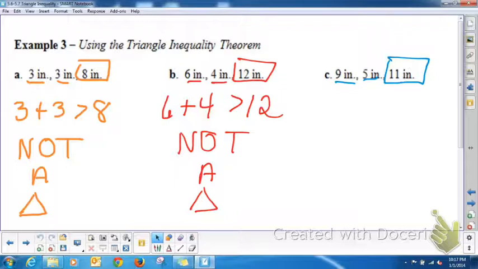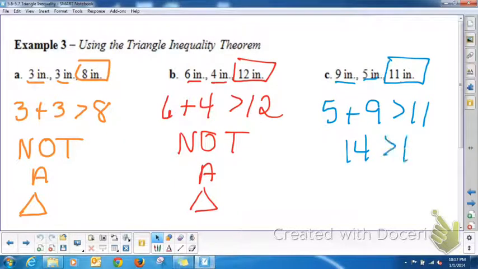So really, we have to just look at the two smaller sides here. Is 5 plus 9 greater than 11? Well, 5 and 9 is 14, and 14 is greater than 11, so yes. These three sides can form a triangle. This makes a triangle.